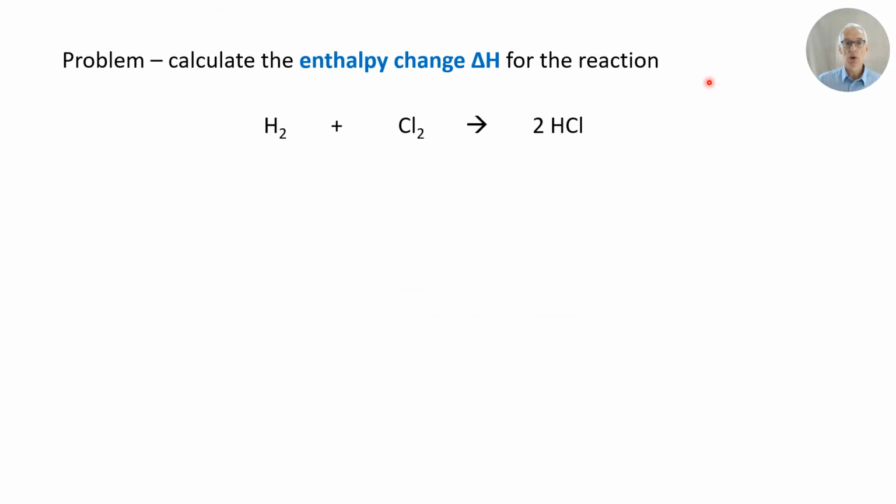So I'm going to model a bond energy calculation. Calculate the enthalpy change delta H for the reaction between hydrogen and chlorine to make 2 moles of hydrogen chloride. So the enthalpy change is going to be the energies of the bonds that are broken minus the energy of the bonds that are made.